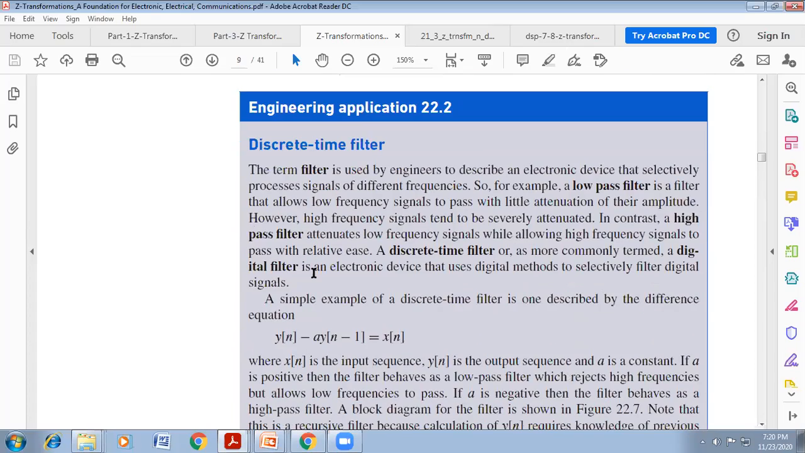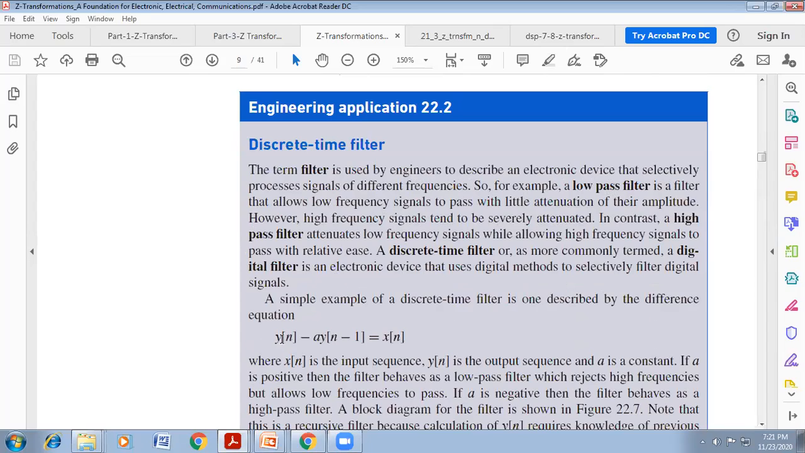Now, another application: the discrete time filter. The term filter is used in engineering to describe an electronic device that selectively processes signals at different frequencies. For example, a low pass filter allows low frequency signals to pass with little attenuation of their amplitudes. However, high frequency signals tend to suffer severe attenuation. In contrast, a high pass filter attenuates low frequency signals.